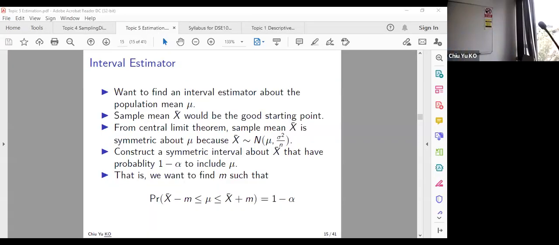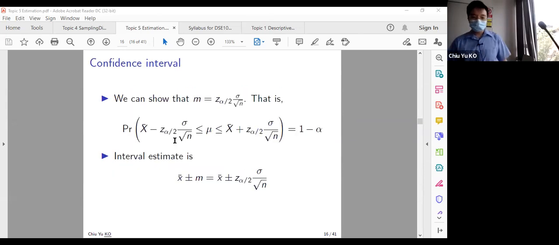So what we want is for x bar minus m and x bar plus m to include the mu with good probability. Alpha is a very small number. So we want this. We will show in the next slide that m is this guy, which we have just said. So we want mu to be between these two. We will show this is 1 minus alpha. So that is the interval estimator.